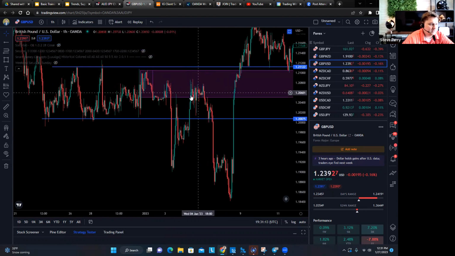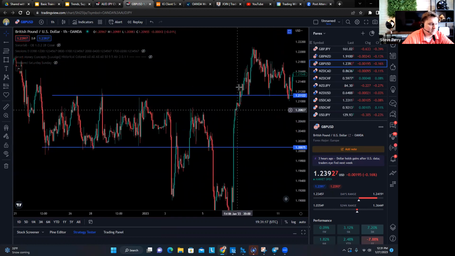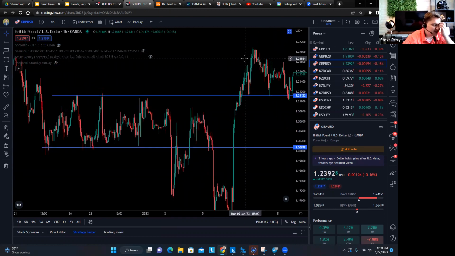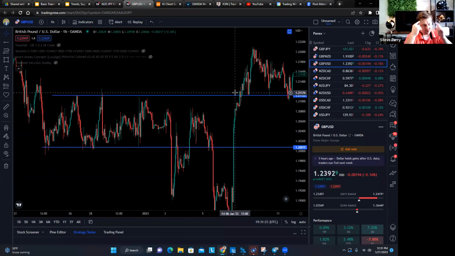So let me delete this. The market comes back up and breaks resistance. So when you see this, I want you to tell your brain to start thinking, okay, now we're looking for buys. Okay, the market broke, BOS, break of structure. It broke to the upside. Now we're looking for buy opportunities. Okay.